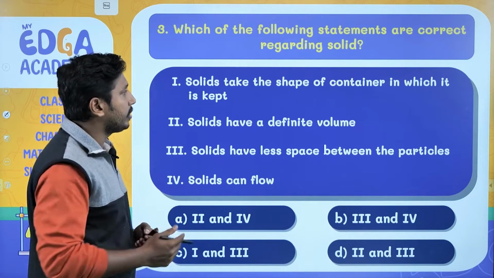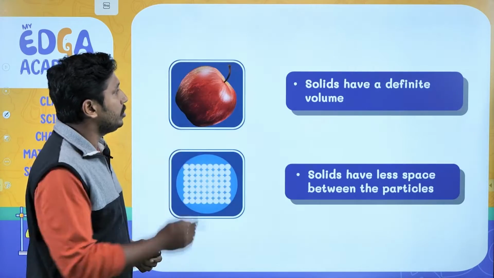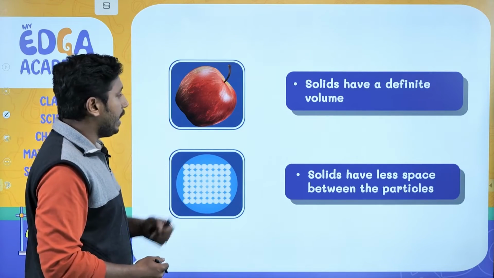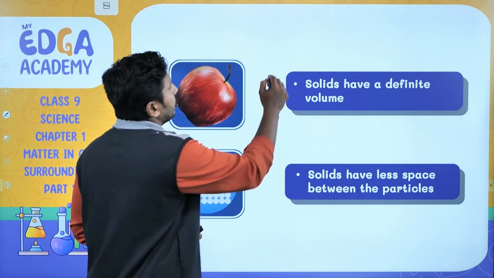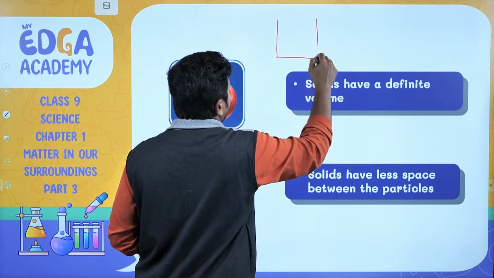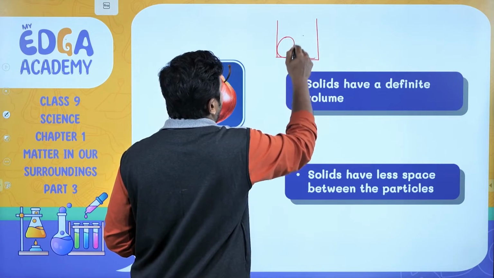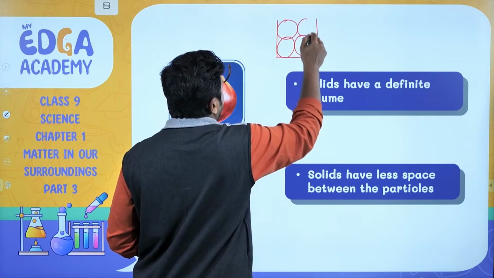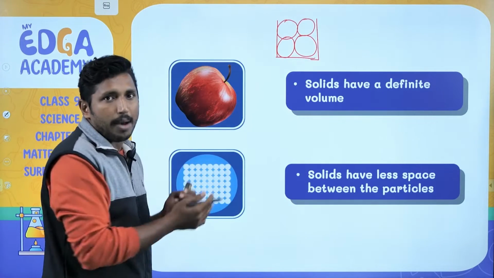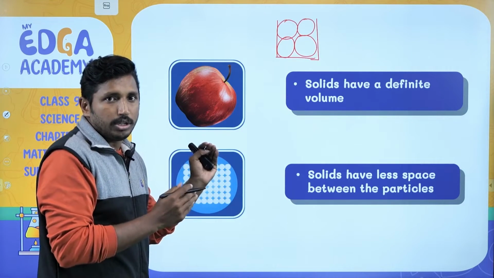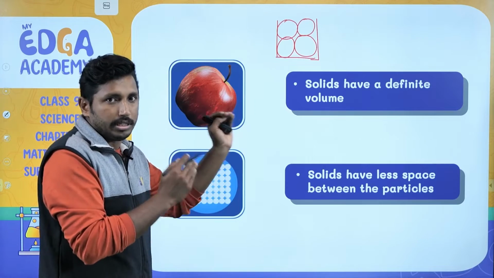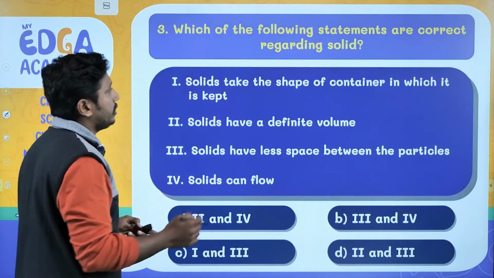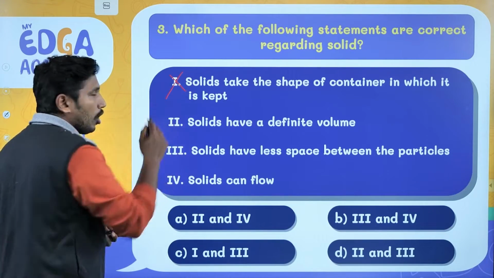We need to analyze these statements and check whether they are right or wrong. So in order to answer this question, I am inviting your attention to this slide. Here you can see an apple. And what I am going to do is, I am going to take a container and going to place 4 apples in it. You can see that the shape of the apples are not going to change to the shape of the container in which it is kept, isn't it? So our first statement is wrong.